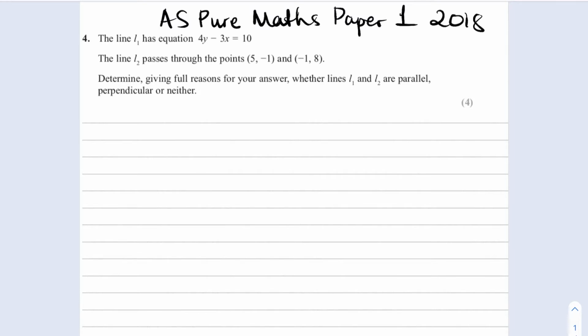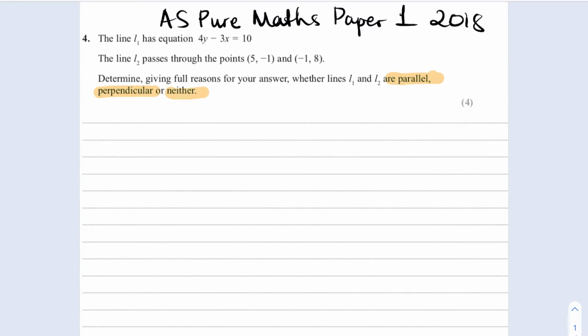So not in the familiar format of y equals mx plus c, but we could put it in that format if we need to. The line L2, so we're given another line, passes through the points (5, -1) and (-1, 8). So we're not given the equation, but again, we know how to find the equation of a straight line through 2 points if we need to, or at least the gradients of these two lines. So for the 4 marks, we have to determine, giving reasons for your answer, whether lines L1 and L2 are parallel, perpendicular, or neither.